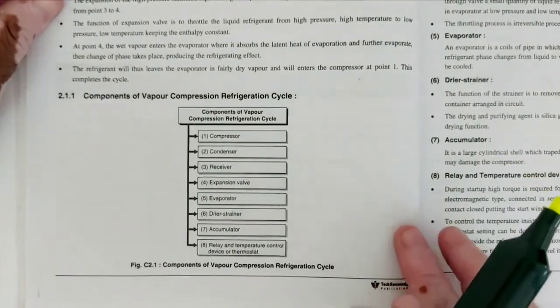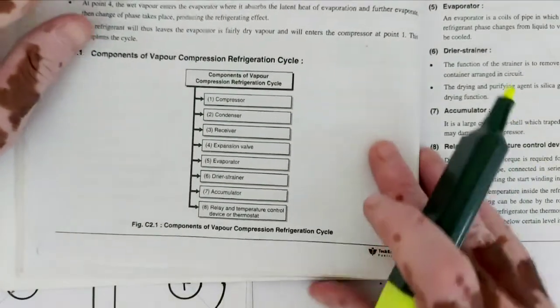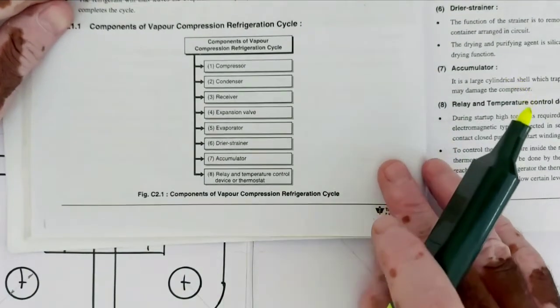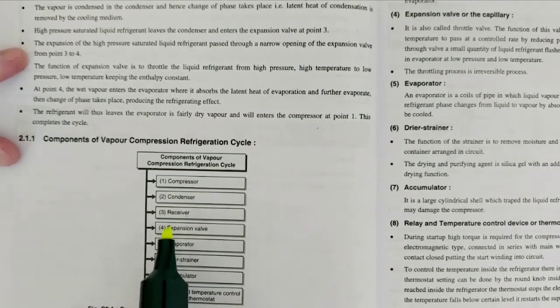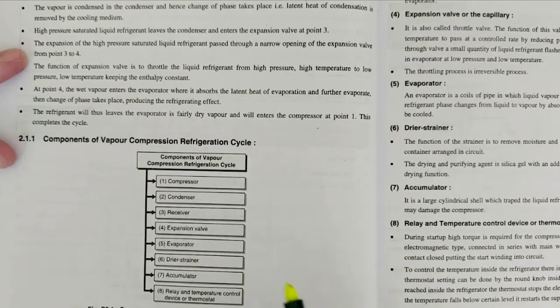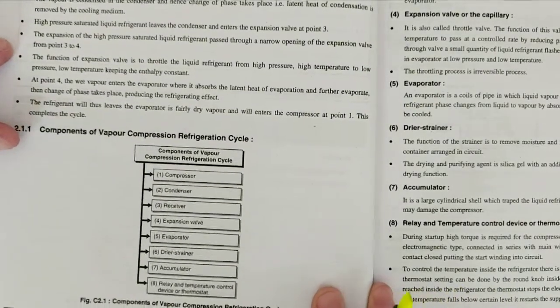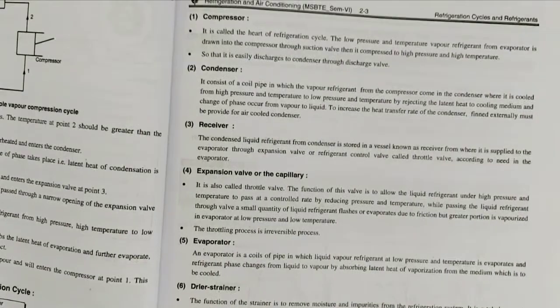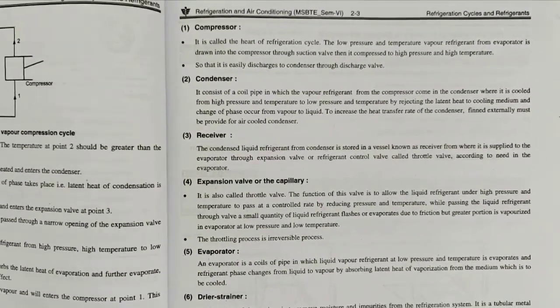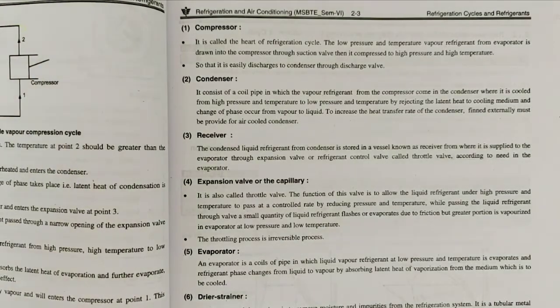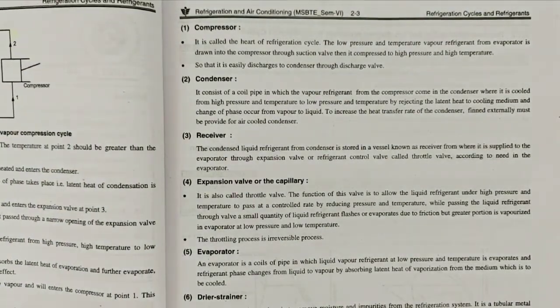Then components of vapor compression refrigeration cycle. So components are compressor, condenser, receiver, expansion valve, evaporator, dryer, strainer, accumulator, relay and temperature control device or thermostat. So what are the functions of these that we will see one by one. So first, compressor. Compressor is the heart of refrigeration cycle.